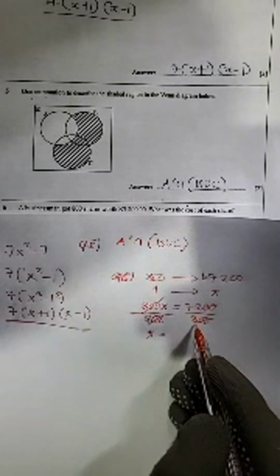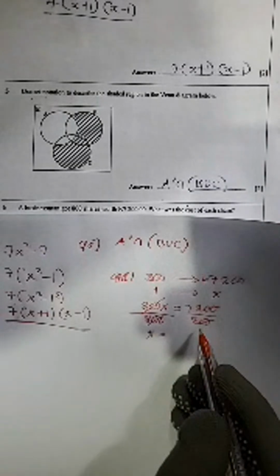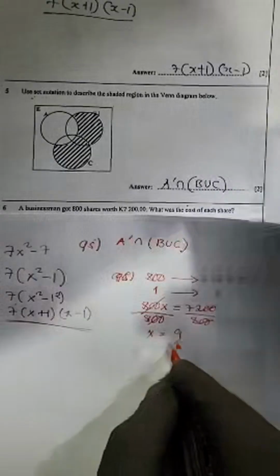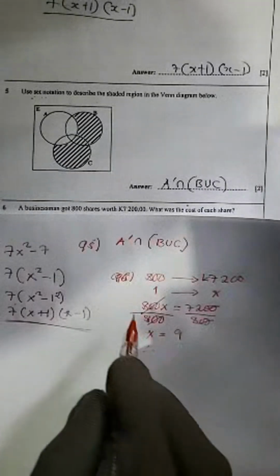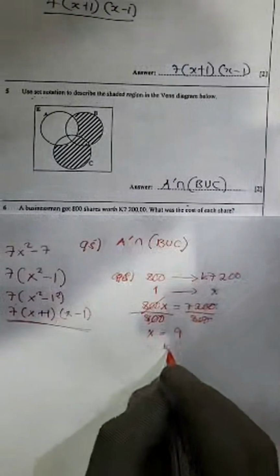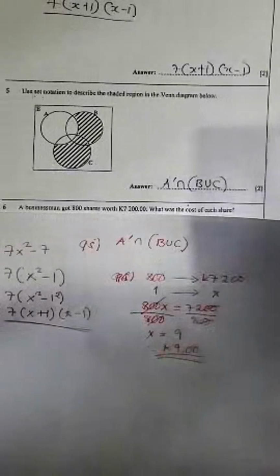8 times 8 is 64, plus another 8, that is 72. So 8 goes into 72 nine times. Therefore, it is 9 kwacha per share. So you can just write it like this, 9 kwacha per share. And this is the answer. Okay.